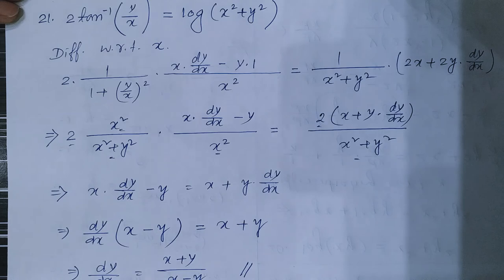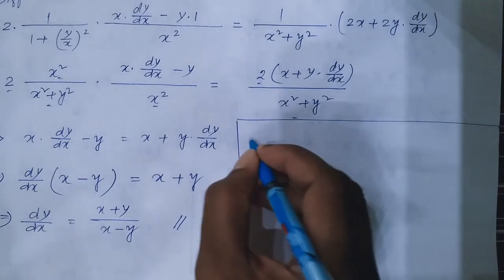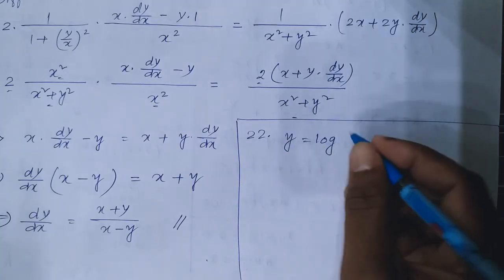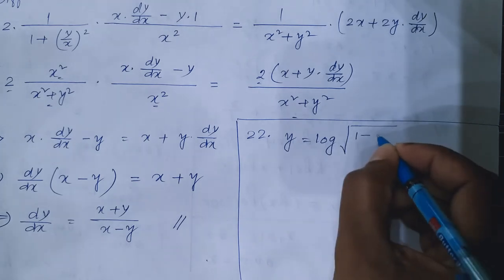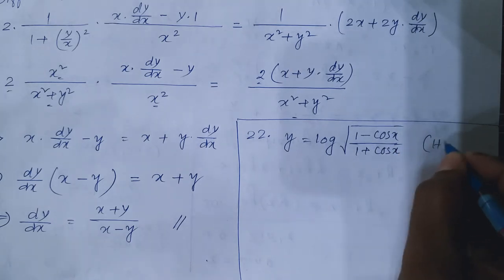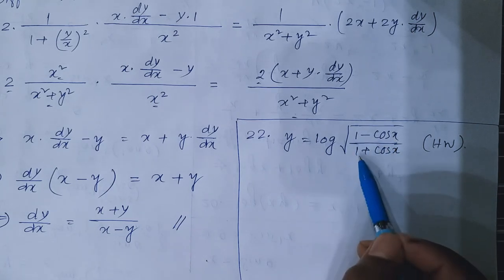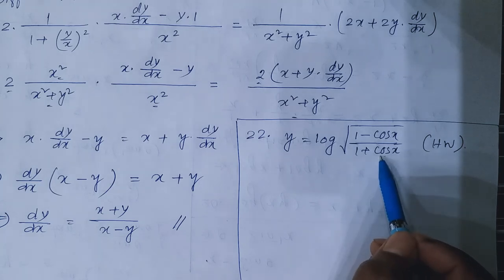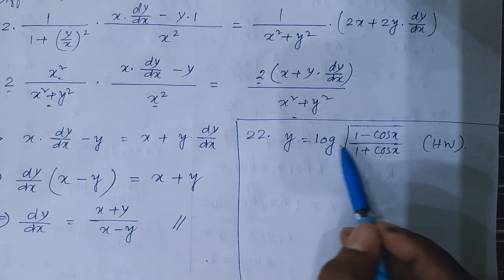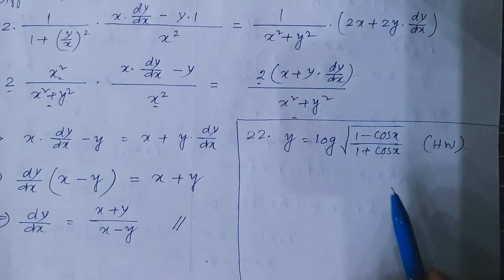Now come to another question of the chapter. You see the question here. The question is number 22. It is y is equal to log of root over 1 minus cos x divided by 1 plus cos x. And this is homework for you. You can solve the question yourself. Just use the formula: 1 minus cos x is equal to 2 sine square x by 2, and 1 plus cos x is equal to 2 cos square x by 2. So 2 will cancel. Sine square by cos square is tan square. Root over will cancel. So log of tan x by 2 will be the ultimate expression, and then differentiate. So this is homework for you. You can solve the question yourself.